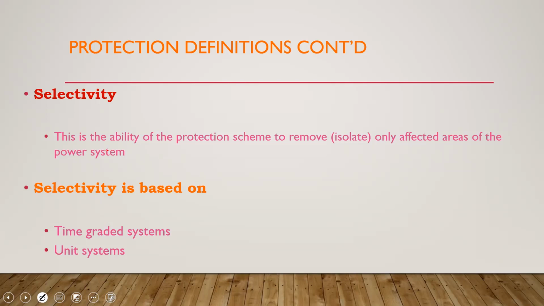So selectivity is the ability to remove or isolate only the affected areas of the power system. When we speak of selectivity, it is based on the type of protection system that we're talking about. The two that we are mentioning here are your time-graded systems and your unit systems. So selectivity is the ability to select or isolate only the affected systems of the power network.